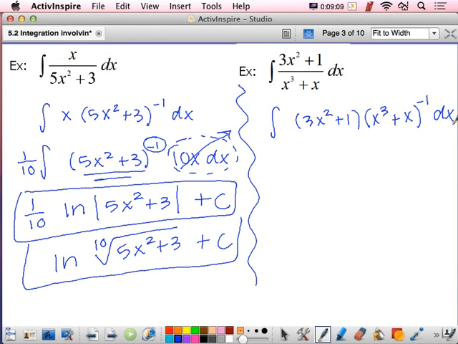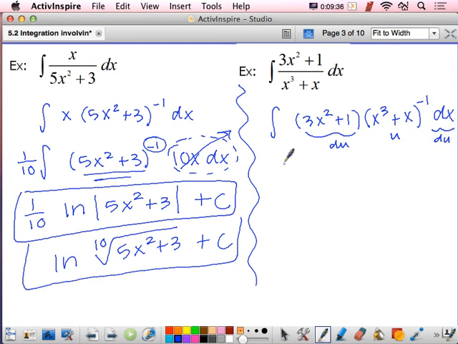And then anytime you have two parentheses and you can't distribute because one of them has an exponent on the outside, your hope is that one of those parentheses is the derivative or a piece of the derivative of the other. So if you imagine that this is your u, what's the du? 3x squared plus 1, right? Well, that's really nice because that's exactly what I have here. So these guys together act as your du.